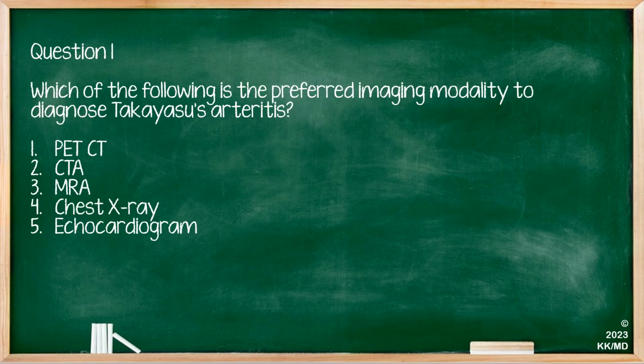Okay, let's do some questions. Which of the following is the preferred imaging modality to diagnose Takayasu arthritis? 1. PET CT, 2. CTA, 3. MRA, 4. chest x-ray, 5. echocardiogram. And if you recall, the preferred modality is in fact an MRA. However, a lot of the others, such as PET CT and CTA, are very frequently used to help with the diagnosis of Takayasu arthritis, and chest x-ray and echocardiogram are also two of the reasonable investigations that you probably would be getting before having any nuclear imaging on a patient who's presenting with chest pain.